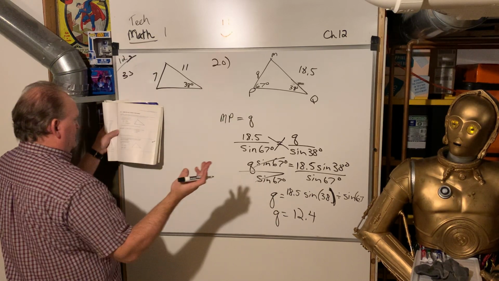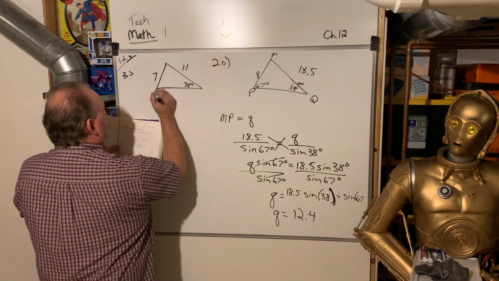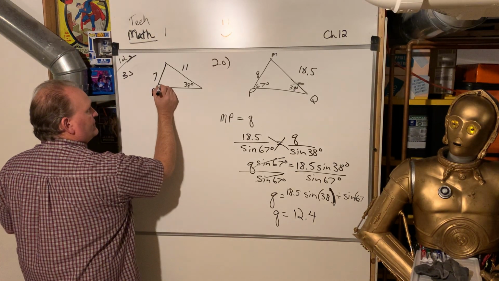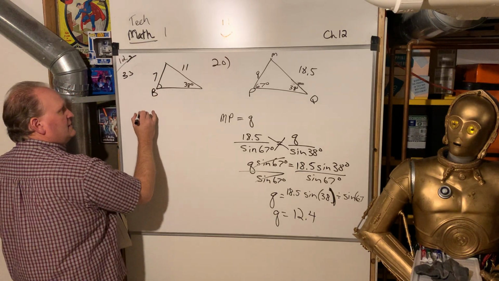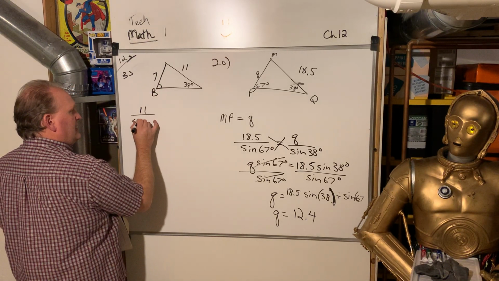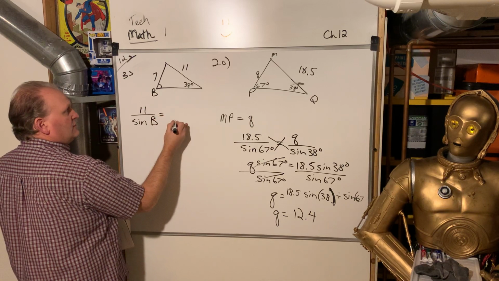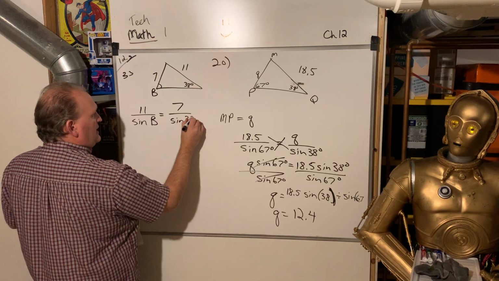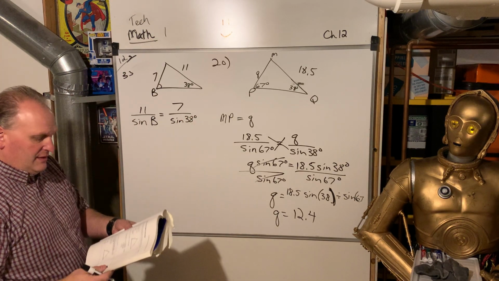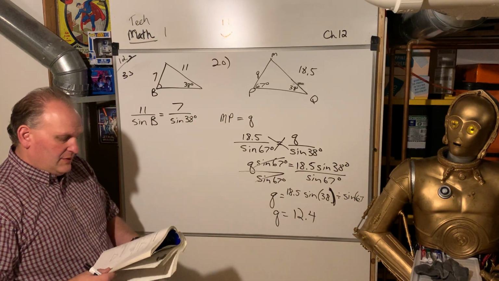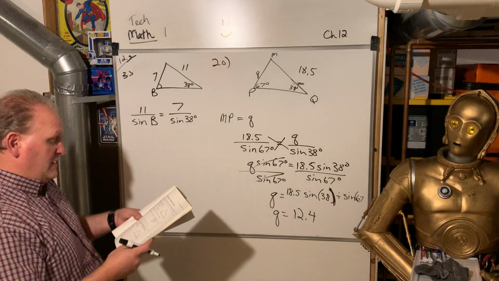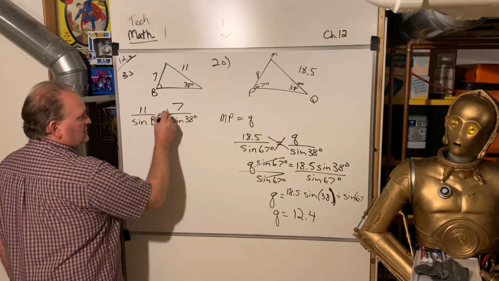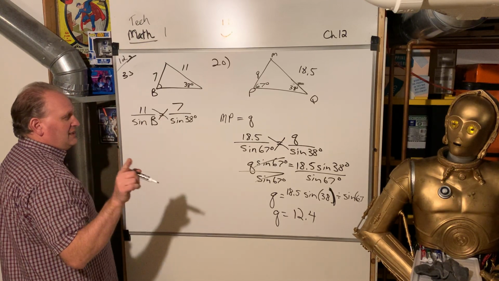Well, let's actually find angle B also here. So this is angle B. So we would say the 11 over the sine of angle B is equal to 7 over the sine of 38 degrees. So that one, they set it up the other way around. On B, they have sine B over 11 equals sine 38 over 7. That's fine, same thing.